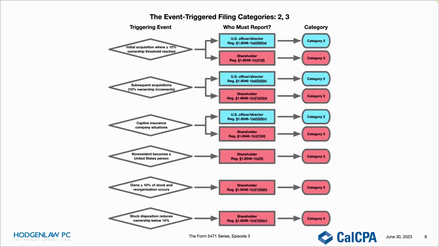For categories 2 and 3, these are the event-triggered filing categories. Here they are. So here is your list. All of your hard work in your analysis and your Form 5471 prep questionnaire and checklist is going to be in these diamond-shaped things. And you can see that the ones that are blue and red, the top 3, trigger a filing requirement both in category 2 and category 3. The bottom 3 elements are just category 3 problems.